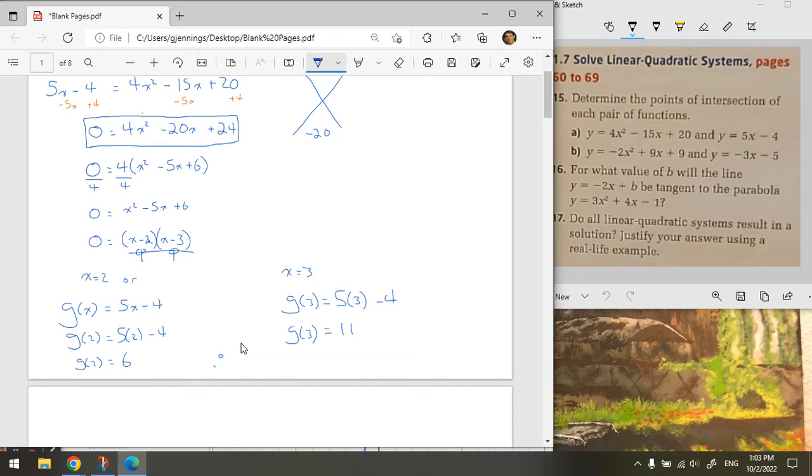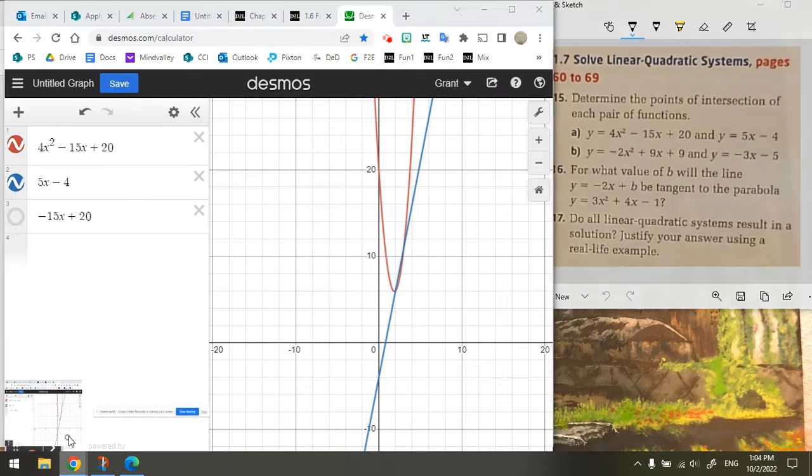So it looks like, therefore, the POIs, the points of intersection, are (2, 6) and (3, 11). See, they touch pretty close. That's why, from my quick visualization, I couldn't really tell you how many times they were going to touch.